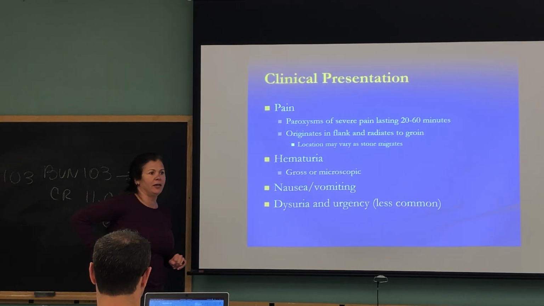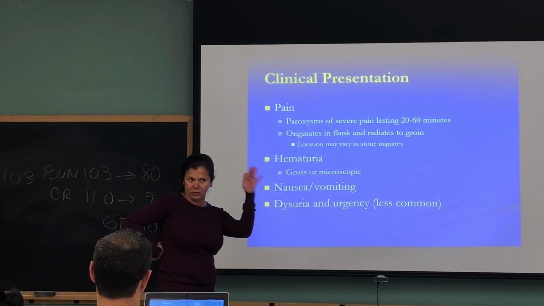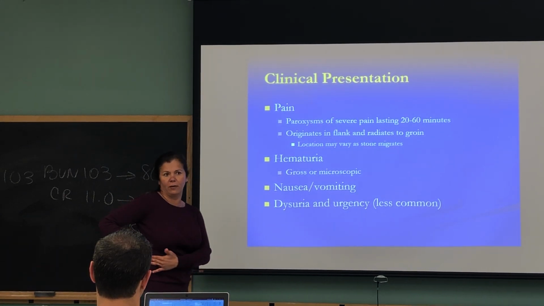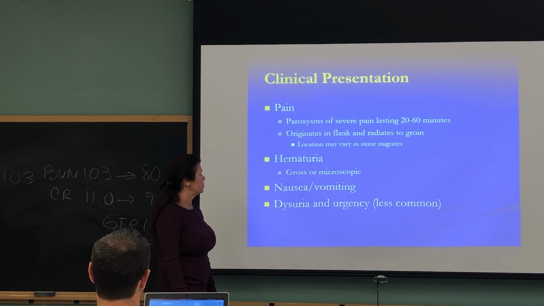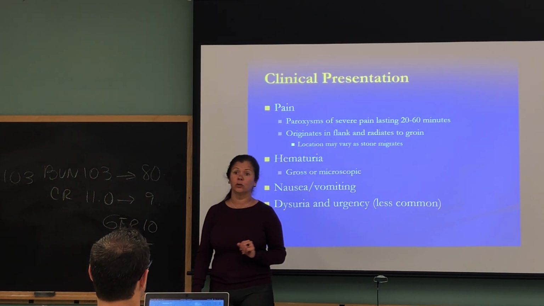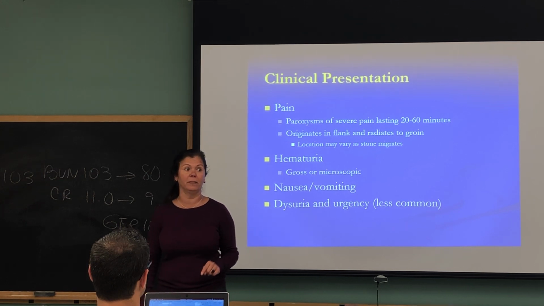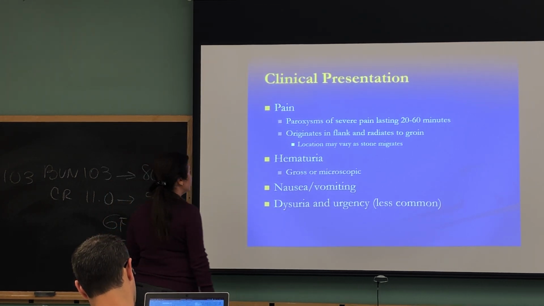Because when you have it at the level of T10 more or less, this is just for your understanding, you're not going to have radiation to the groin. As it migrates down, of course you're going to have more and more radiation. Okay? Could it be associated with microscopic hematuria or macroscopic hematuria? Yes. So this is one of the causes of hematuria.